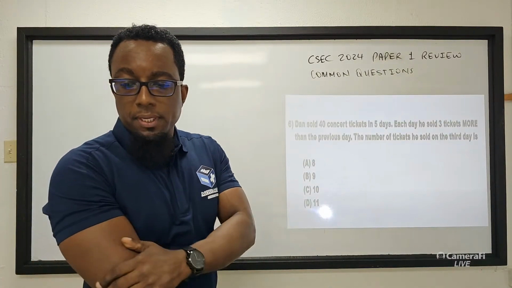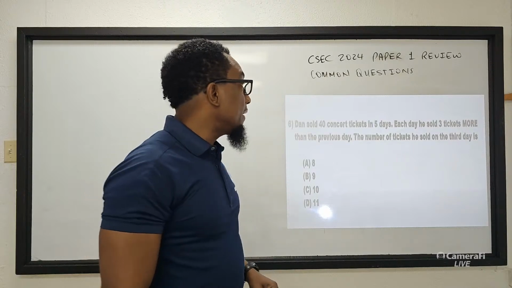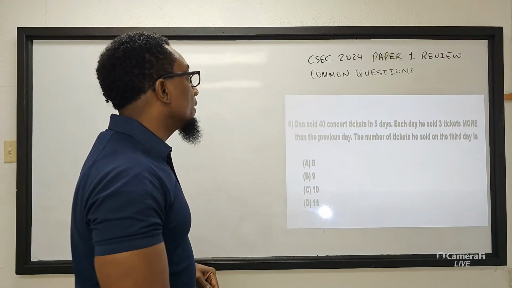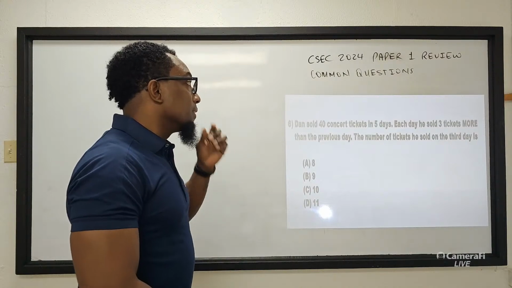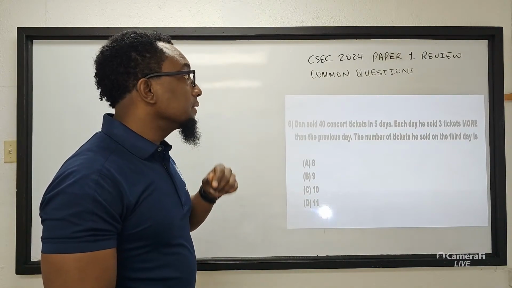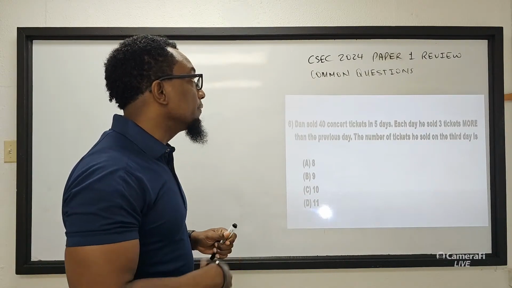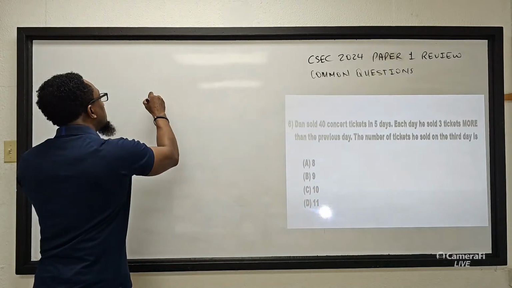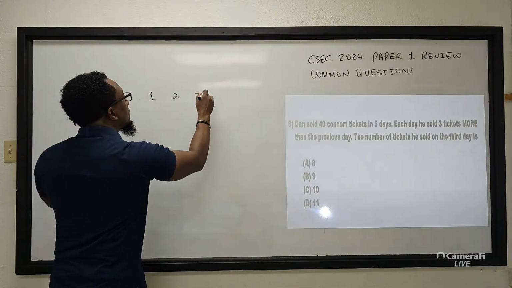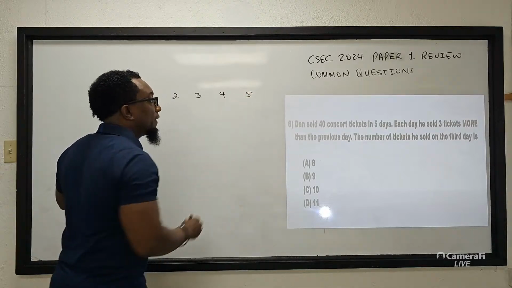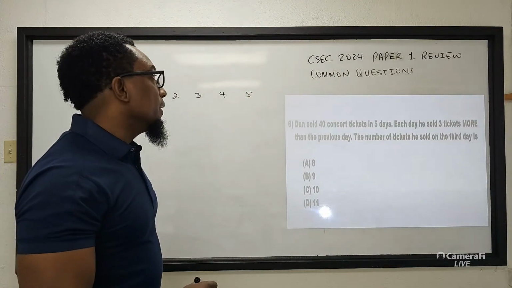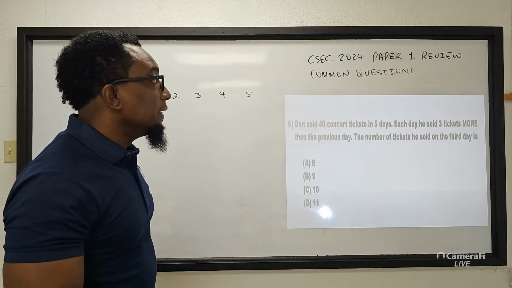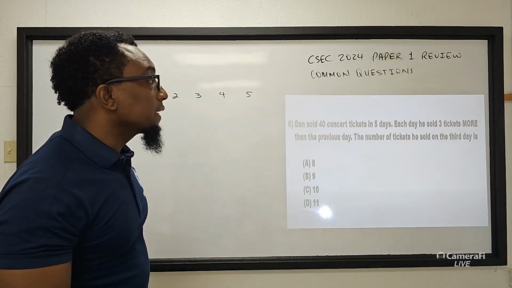Dan sold 40 concert tickets in 5 days. Each day he sold 3 tickets more than the previous day. So the number of tickets he sold on the 3rd day is, so Dan sold 40 tickets in 5 days. So in 5 days we have, alright, this is my 1st day, 2nd, 3rd, 4th, 5th day, right? So if he sold 40 tickets in 5 days, and each day he sold 3 tickets more.